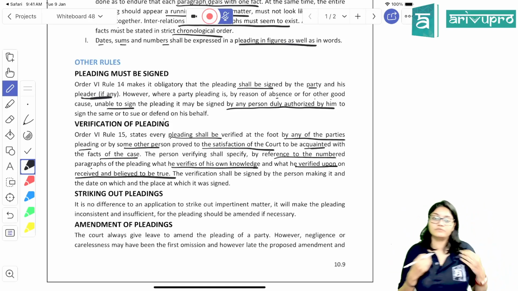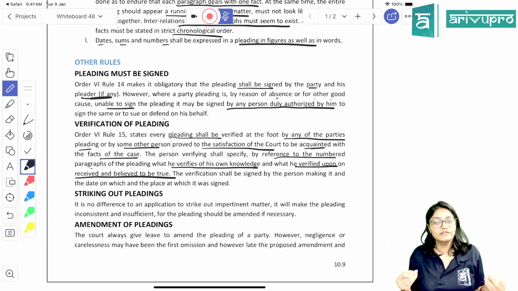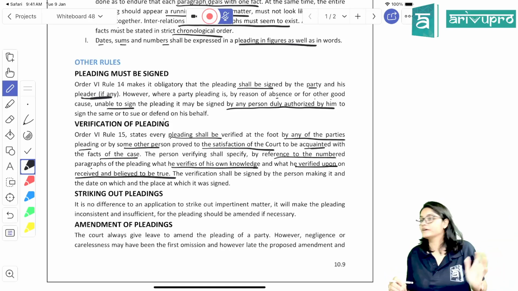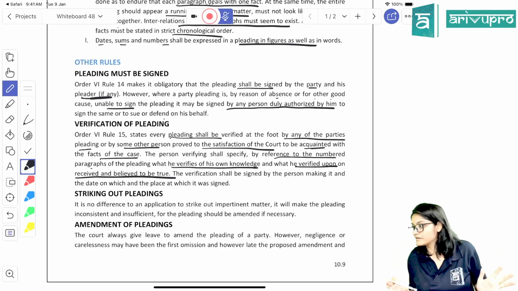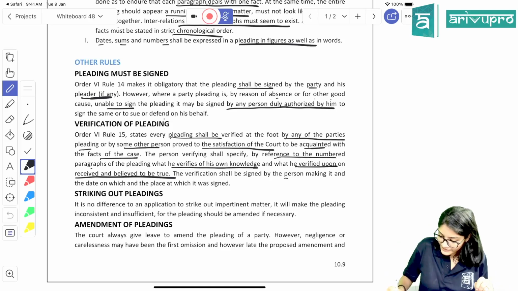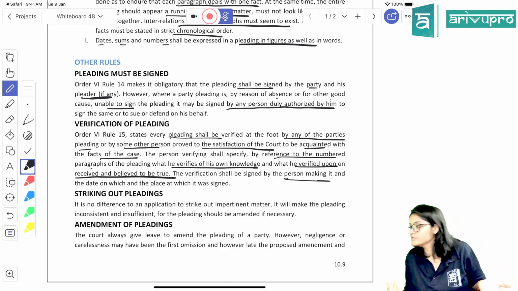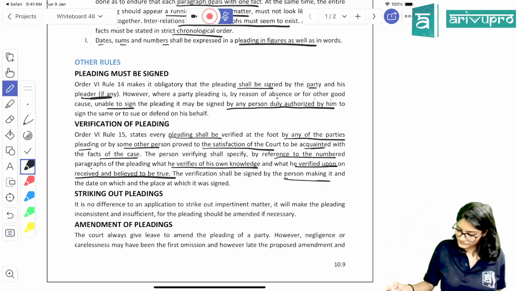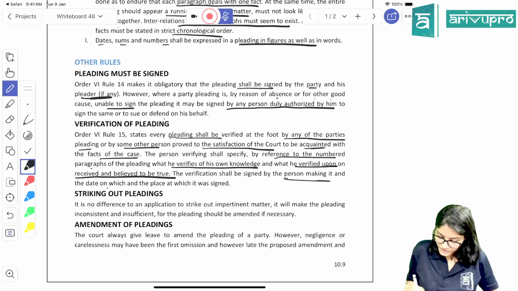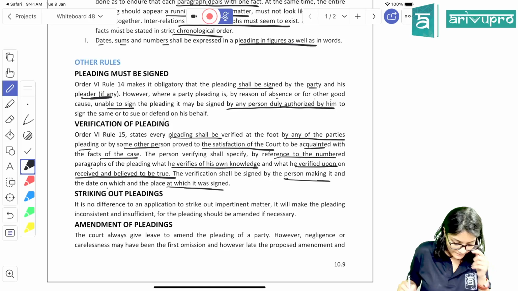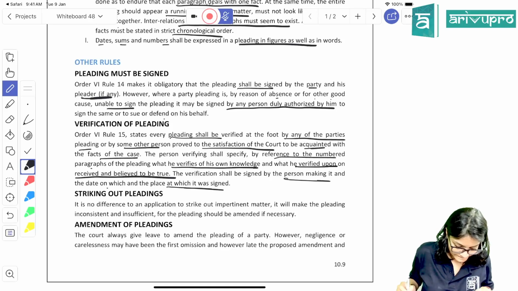What he is verifying based on his knowledge, and what he is verifying just because I heard or I have taken an expert's opinion. So you have to mention that, right? Verification will be signed. The person who is verifying it, that person will sign it, right? The verification shall be signed by the person making it, with the date on which and the place at which it was signed. Done.